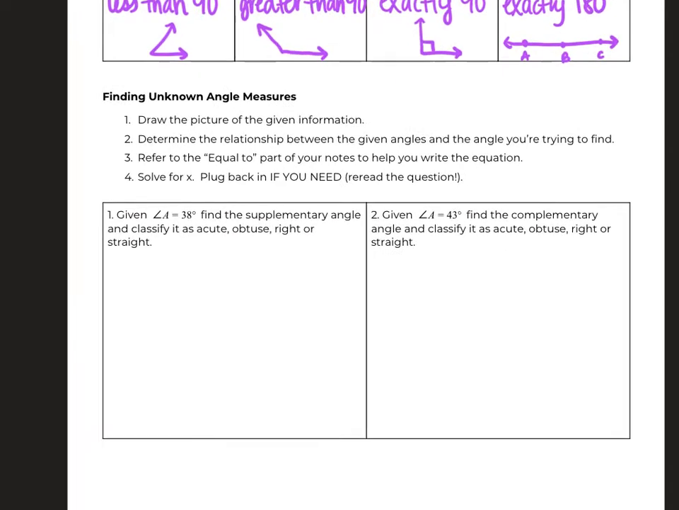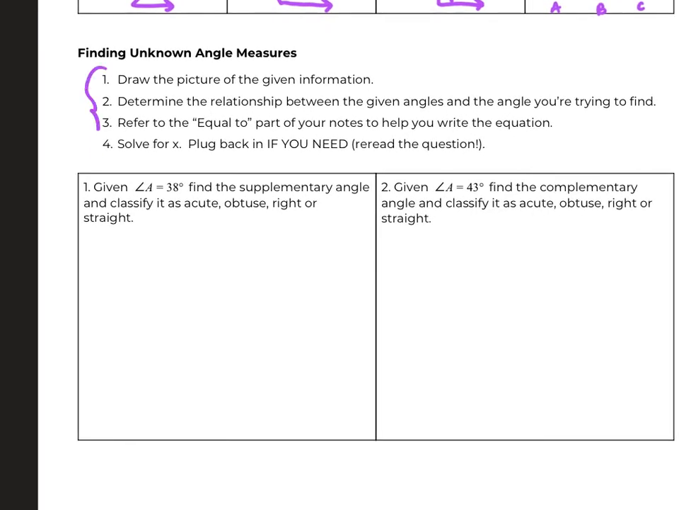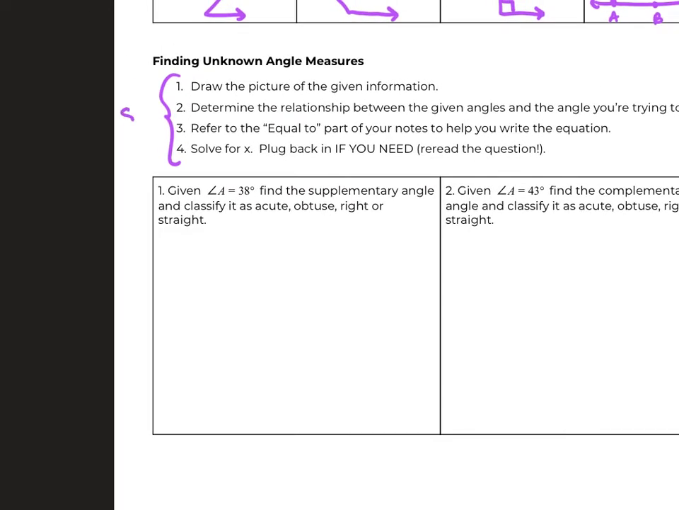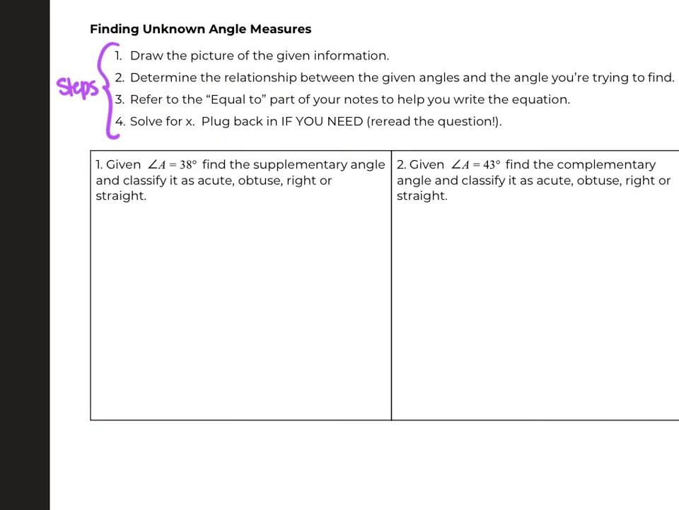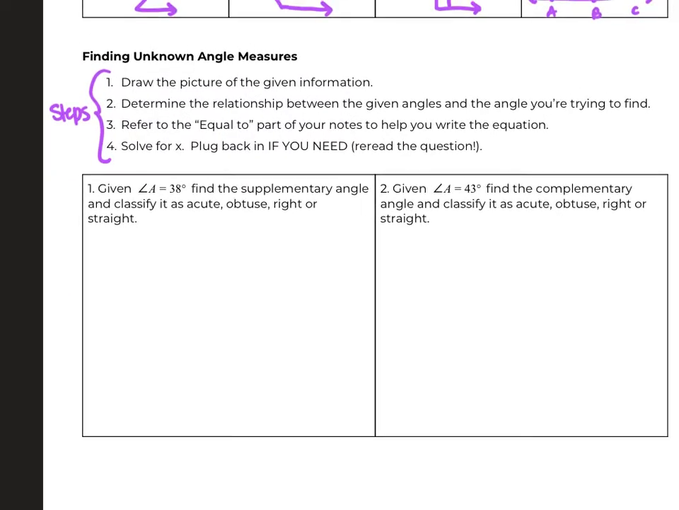Alright, now finding those unknown measures. This is the fun part. So here's kind of some steps for you to follow if you get stuck on these. Draw the picture of the given information. That is pretty much always going to be what you start with in geometry, because there's pretty much always some sort of image that you can label and help you figure out, hopefully. Determine the relationship between the given angles and the angles you're trying to find. So this is going to be one of the 5 that we discussed today. So vertical, adjacent, yes, but you really don't use that very often. Linear pairs or supplementary you can use interchangeably, or complementary.